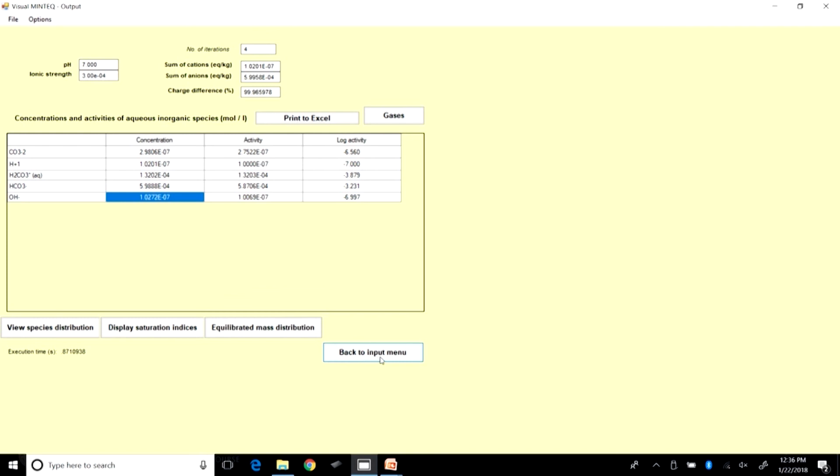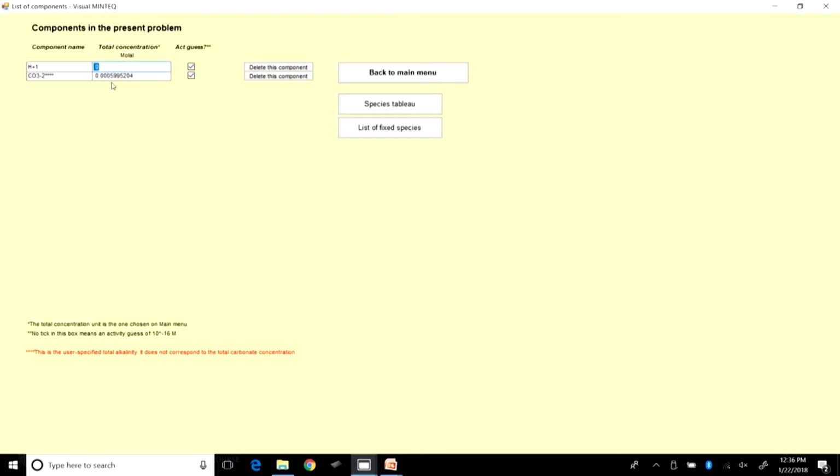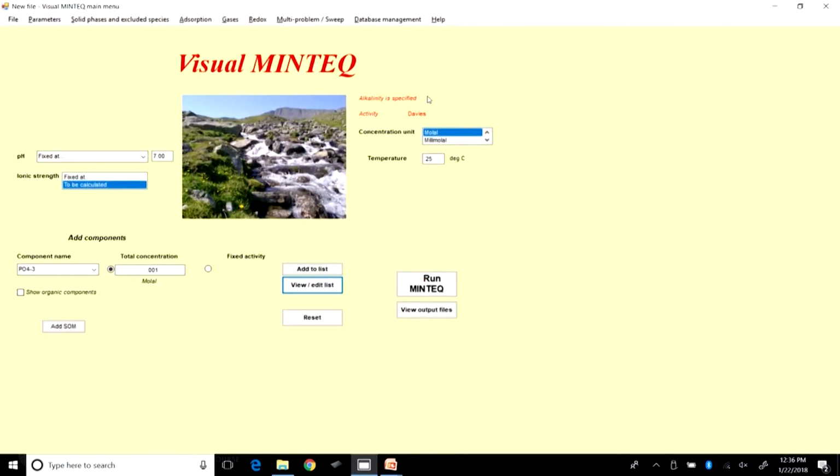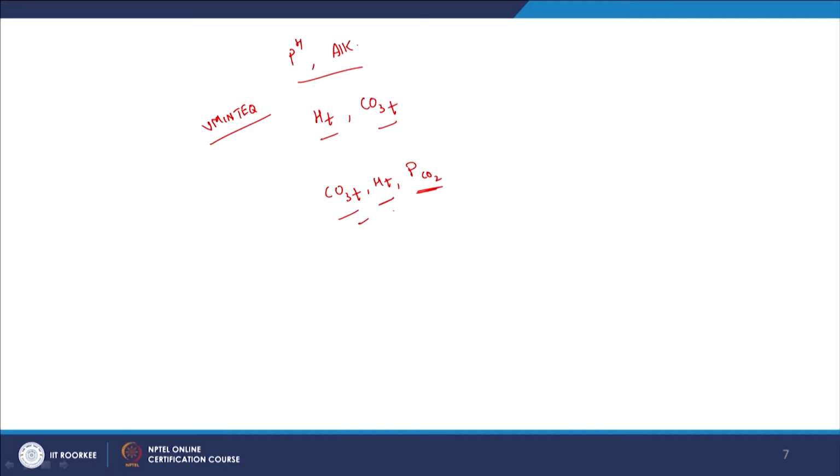So back to input menu and view edit list. Hopefully this might even turn out to be the same. And what next here? We are trying to input CO3 total, H total and PCO2. So strictly speaking, I need to calculate that from the previous VMINTEQ output, but I am going to use random values and see how we can go through, right. So H total, CO3 total and PCO2, let us go back to that.